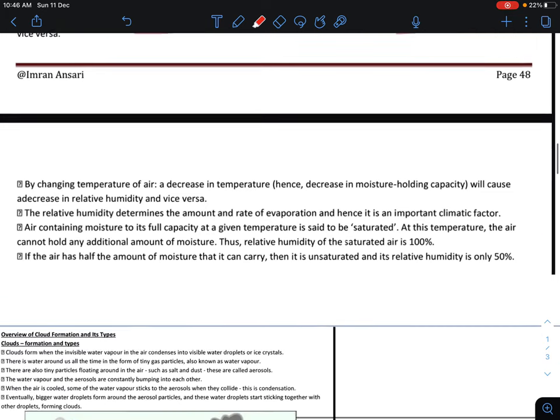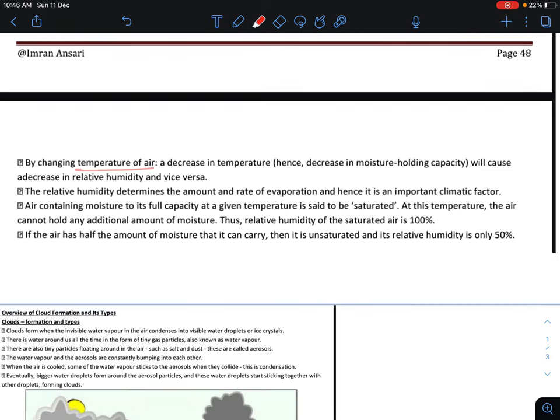Second point is by changing the temperature. If there is a decrease in temperature, it means there is a decrease in the moisture holding capacity. So if temperature decreases, relative humidity is going to increase.